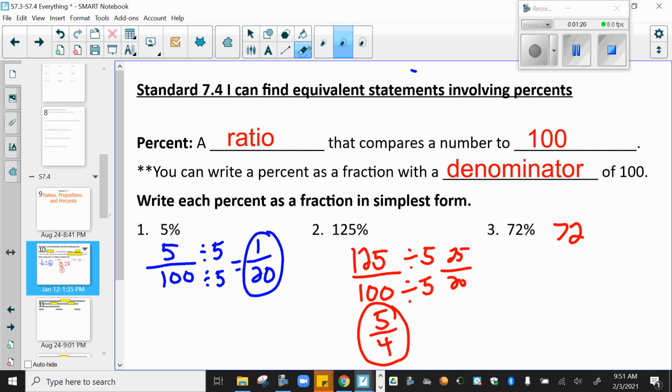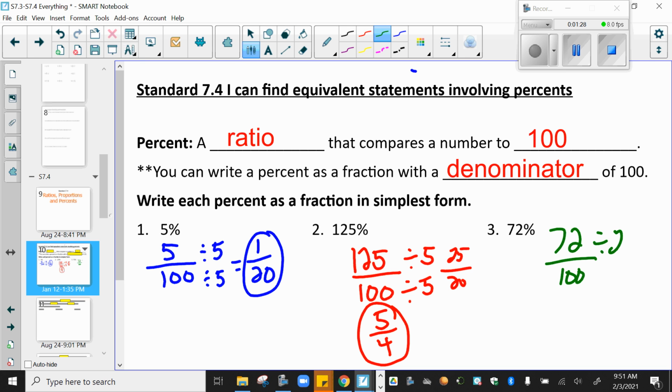72. Oh, sorry, I want to change my color here. 72 over 100. Let's see, divide by 2, divide by 2. That's going to give me 36 over 50. Do it again. Divide by 2, divide by 2. It's going to give me half of 36. Half of 36 would be 18 over 25. Let's see, 5 can go into 25. Can 5 go into 18? No. Doesn't end in 5 or 0, so 18/25.